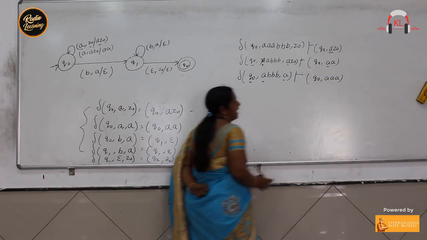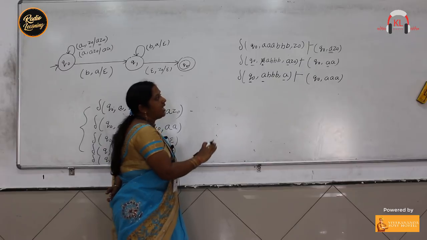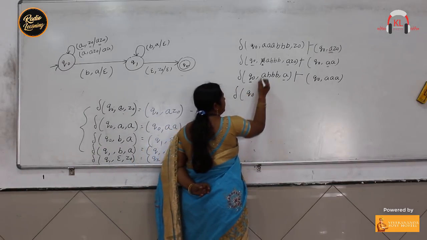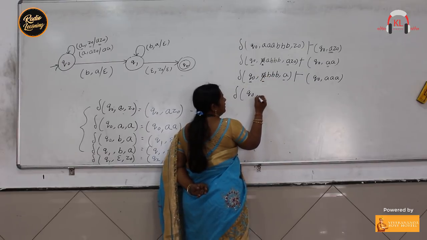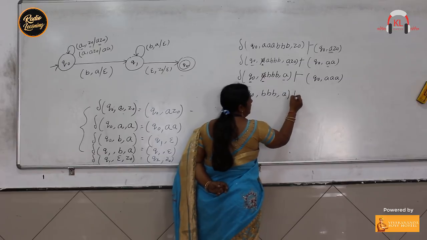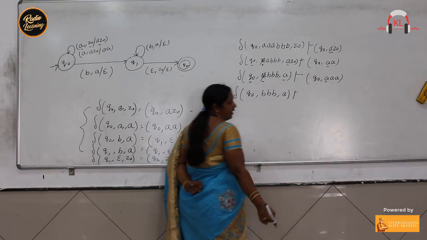Now my stack has 3 A's. Those 3 A's I pushed into my stack. Now here Q naught, this A is also over. What is left here? B, B, B, and the top of the stack is A, because you are seeing this one as the top of the stack.